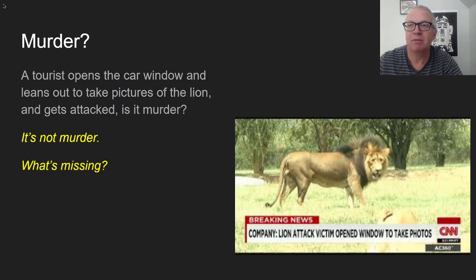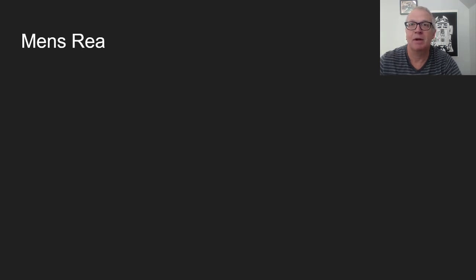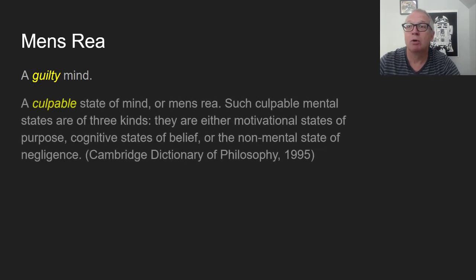There's something missing in that kind of case. And legally, classically, the way we understand legal moral responsibility here is that what's missing is a guilty mind. So Dennett actually quotes from the Cambridge Dictionary of Philosophy. Here's our definition of what it is to have a morally culpable state of mind, or mens rea, which is the Latin term. A guilty mind.